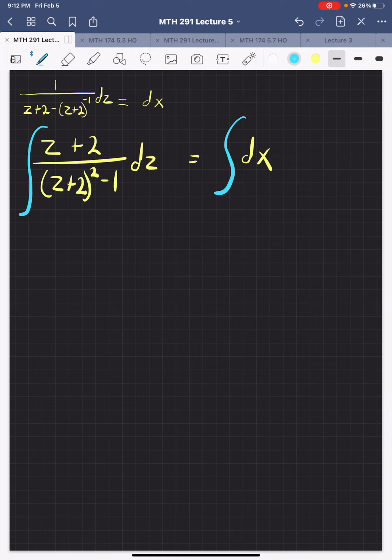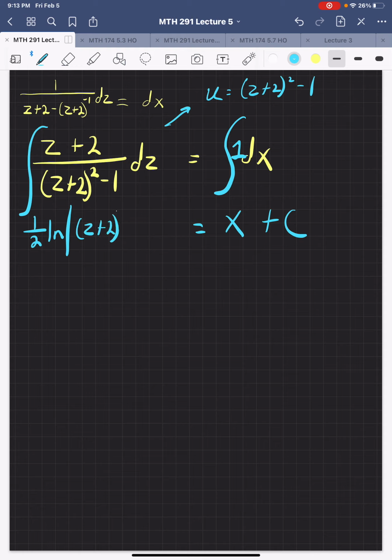I would use u substitution here. For this side, I would literally let u equal z plus 2 squared minus 1, then take du. When all is said and done, let's start with the right side. The right side's easy. If you integrate, this is literally like integrating 1, right? So that's just x plus c. And now if you integrate the left side using that u substitution, you end up with 1/2 ln of z plus 2 squared minus 1.